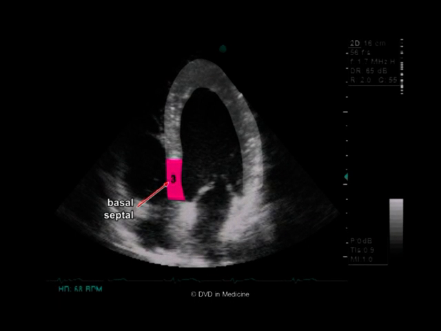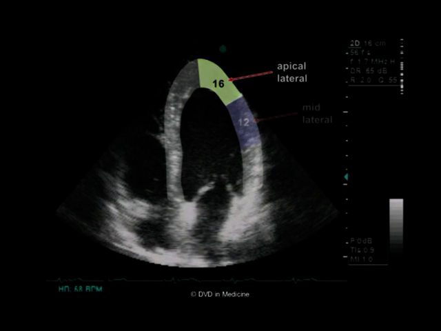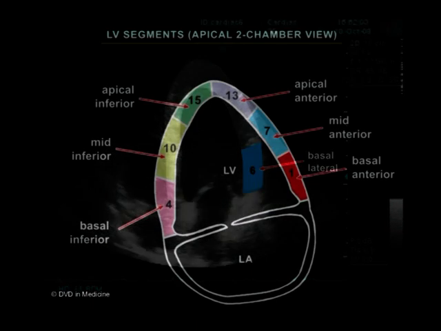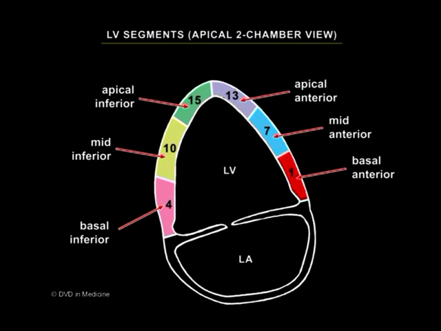Basal septal, mid-septal, apical septal, apical lateral, mid-lateral, basal lateral. In this picture, one can see the segments of the left ventricle which are visible in the apical two-chamber view.